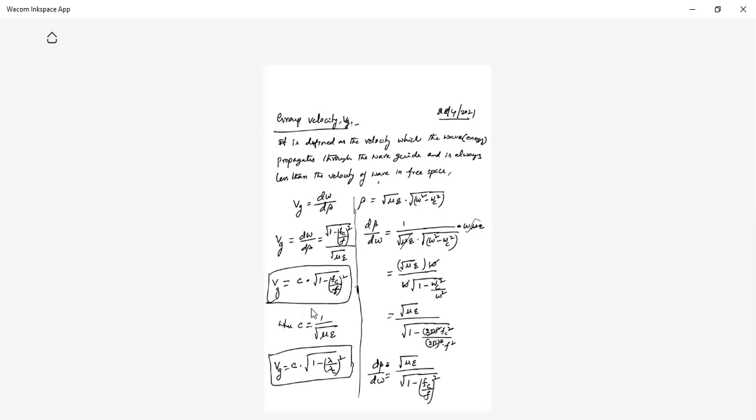Now tell me, what is the value of Vp into Vg? The C terms will cancel. Once you multiply, you get C square. Vp into Vg is equal to C square.